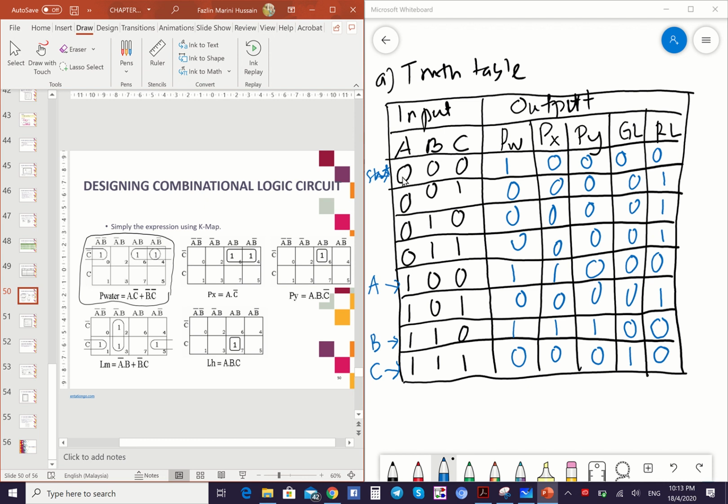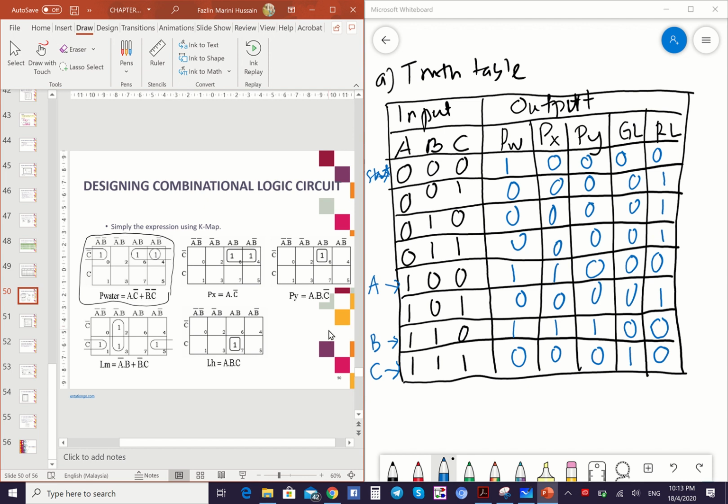For example, the first value is 1 at cell A bar, B bar, C bar. And then you have another value at A, B bar, C bar, and the last one is A, B, C bar. So you have 3. You map, and after that you loop the cell, and then you write the simplified equation. Same goes with the other 4 outputs: PX, PY, green light, and also red light.